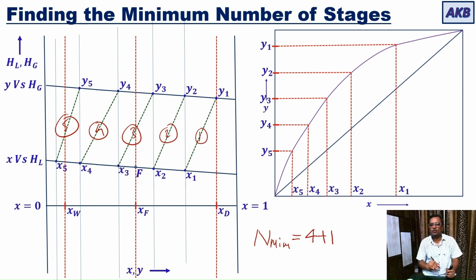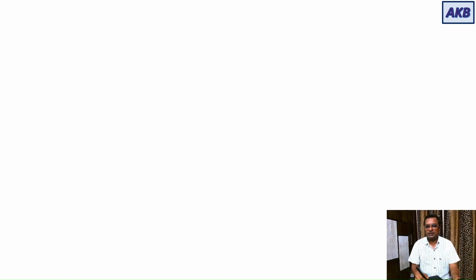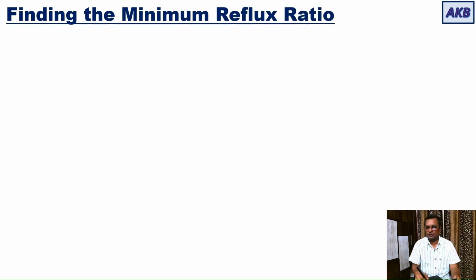So this is how you use the Ponchon-Savarit method, that is the enthalpy concentration diagram, to find the minimum number of stages in a typical column. Okay, so after knowing how to find the minimum number of stages, now let us learn how to find the minimum reflux ratio.